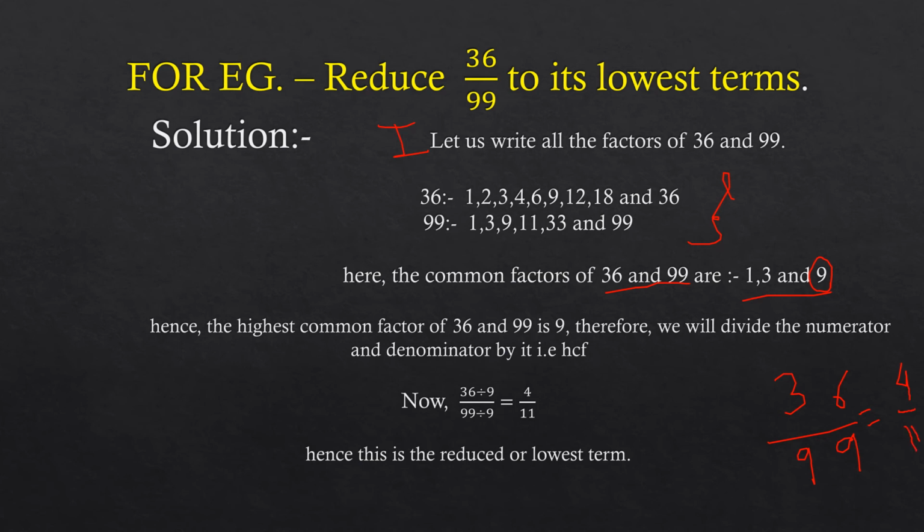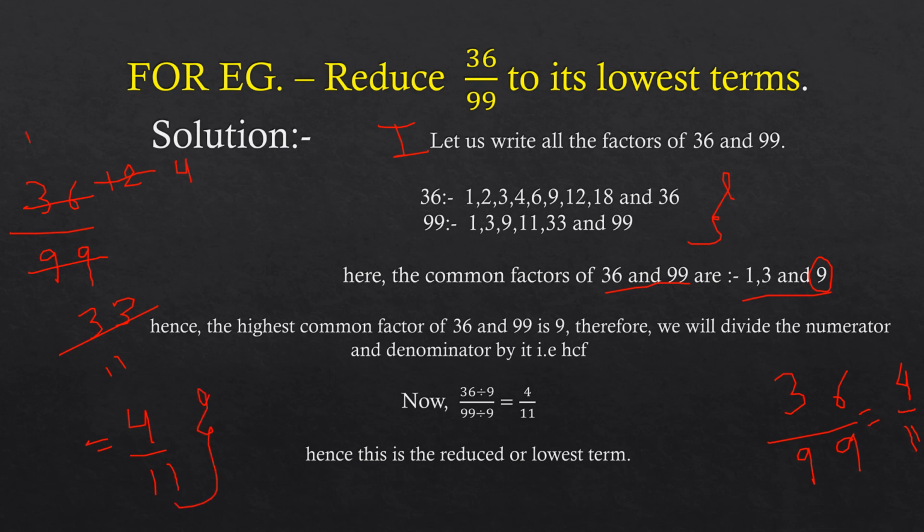We can do something else here also. If we have 36 by 99, we search for any number which can divide both. Like here, 3 can divide both the numbers. We simply cut them. 3 ones are 3, 3 twos are 6, and 3 threes are 9, and 3 threes are 9. We do it like this also. And again, it can be divided by 3. 3 fours are 12, 3 ones are 3. Now what we got here is 4 by 11. Now there is no number which can divide 4 and 11 both. Hence this is the reduced term.